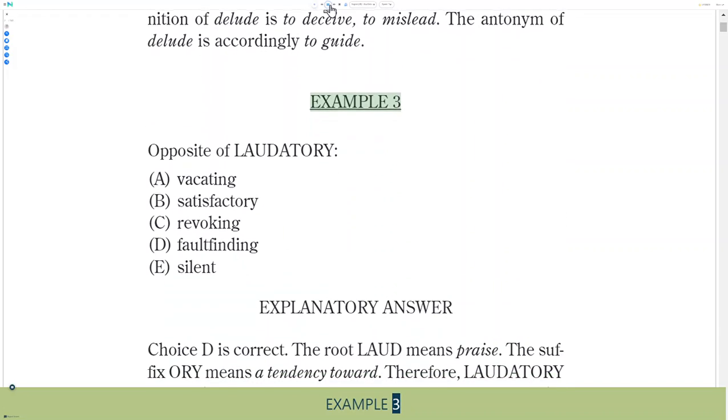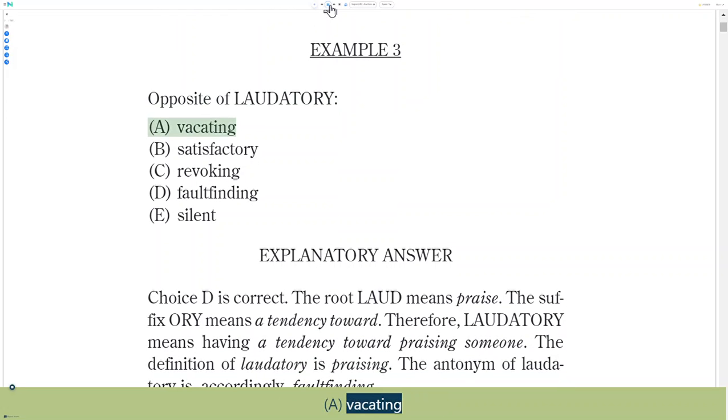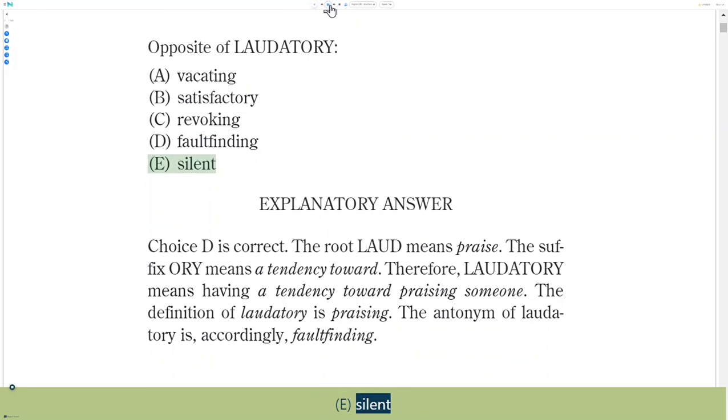Example 3. Opposite of laudatory. A. Vacating. B. Satisfactory. C. Revoking. D. Fault-finding. E. Silent.